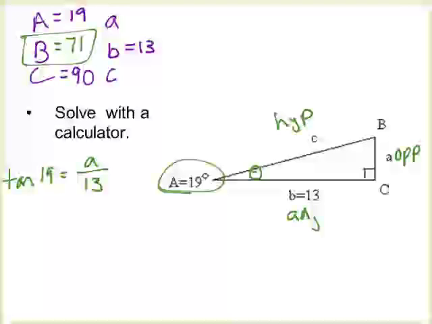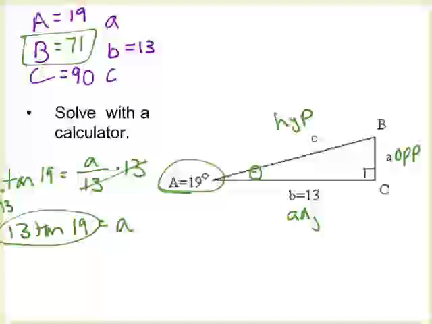To get A alone, what do I need to do? Multiply both sides by 13. Kind of ran out of room. To get 13 tangent 19 equals A. And we type this in the calculator. If you're using a graphing calculator, make sure that in your mode, on the third line down, it says degree as the darkened word. So press the mode button, which is in the top row, and make sure the third line down, the word degree is the darkened one. Otherwise, you will get some very strange answers.